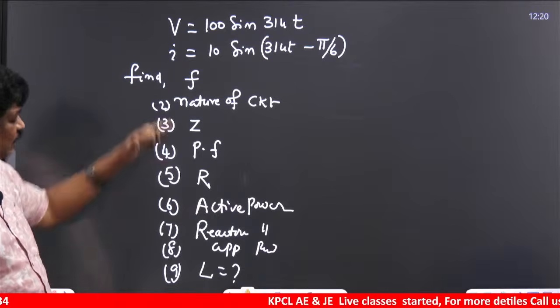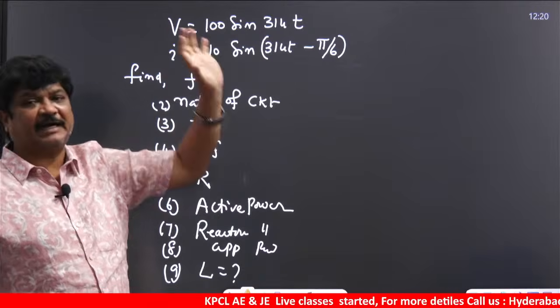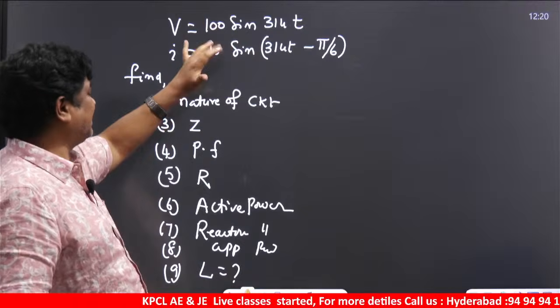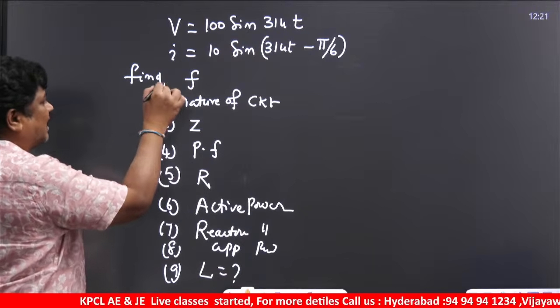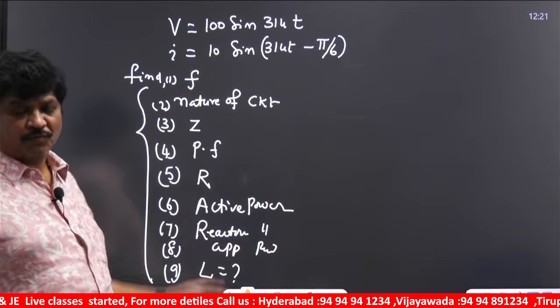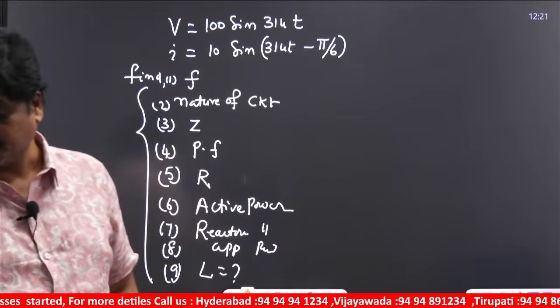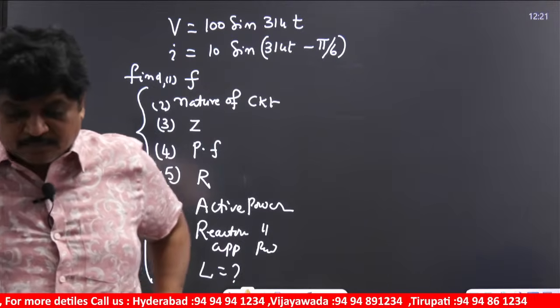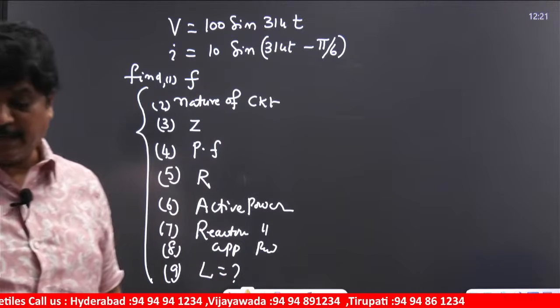These are all the 9 questions from this given data. Voltage and current are given, and we have to find all 9. Right? Clear? How are the questions?